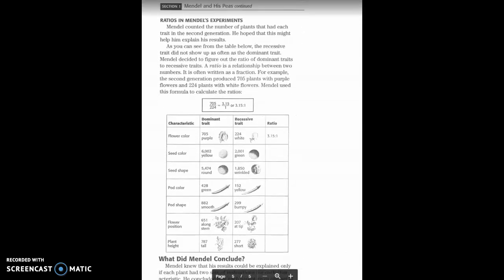Ratios in Mendel's experiments. Mendel counted the number of plants that had each trait in the second generation. He hoped that this might help him explain his results. As you can see from the table below, the recessive trait did not show up as often as the dominant trait. Mendel decided to figure out the ratio of dominant traits to recessive traits. A ratio is a relationship between two numbers. It is often written as a fraction. For example, the second generation produced 705 plants with purple flowers and 224 plants with white flowers. Mendel used this formula to calculate the ratios.